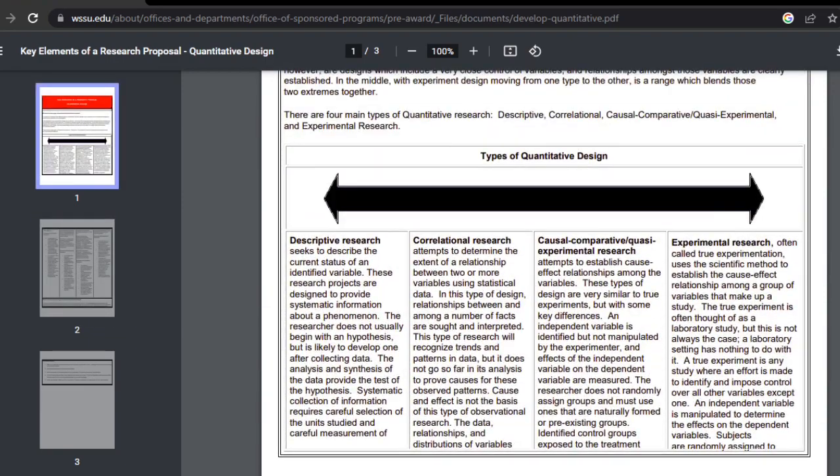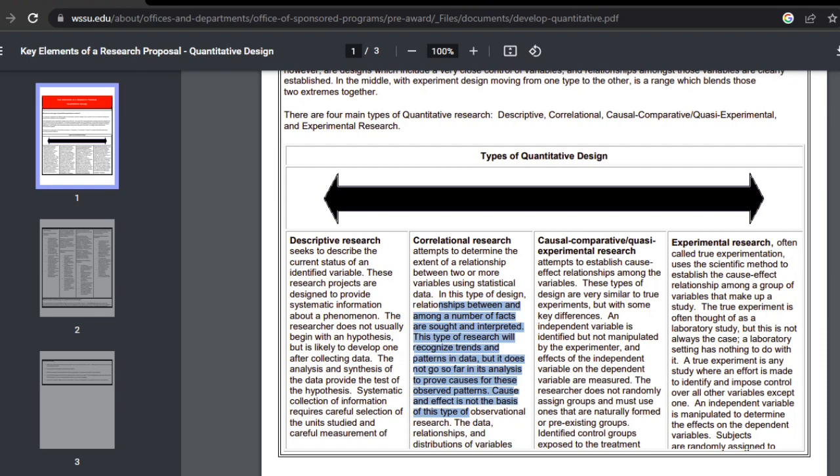Next we'll discuss what correlational research is. Correlational research attempts to determine the extent of a relationship between two or more variables using statistical data. In this type of design, relationships between and among a number of facts are sought and interpreted. This type of research will recognize trends and patterns in data, but it does not go so far in its analysis as to provide causes for these observed patterns.